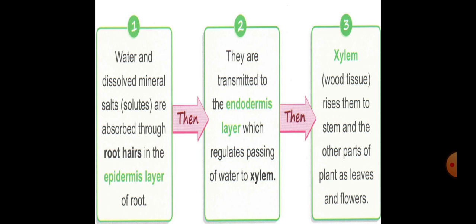What happens after that? Water and dissolved mineral salts are absorbed through the root hairs in the epidermis layer of the root. Then they are transmitted to the endodermis layer, which regulates the passage of the water to the xylem. Then the xylem layer, or the wood tissue, rises them to the stem and the other parts of the plant such as leaves and flowers.